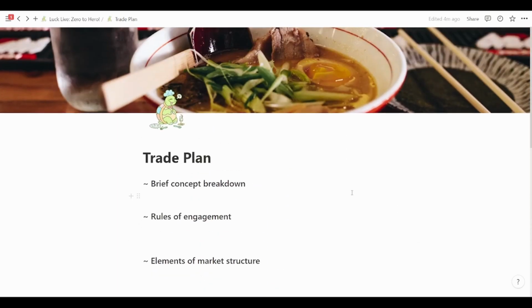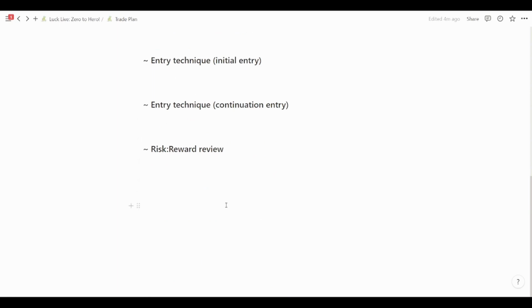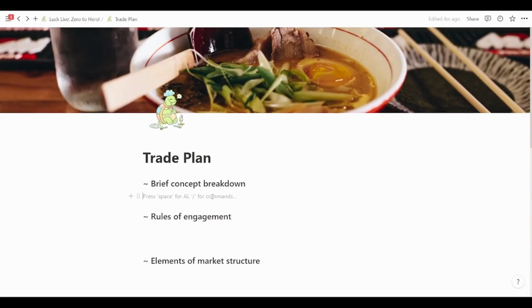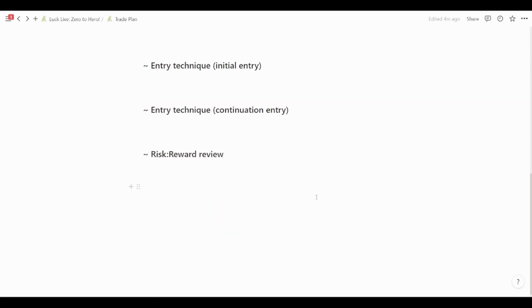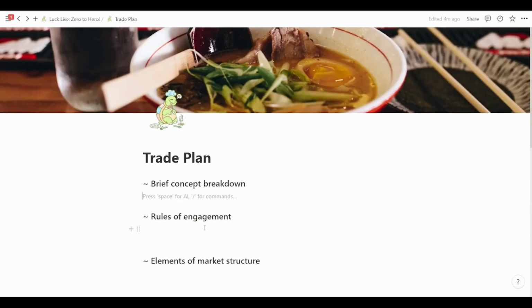And also, this Notion is going to be public. I will share this with you guys, so you will be able to look at this all at the end of the stream. But again, today we'll not be doing any trading. We're just going to be formulating our new trade plan. And yeah, so let's get into it.